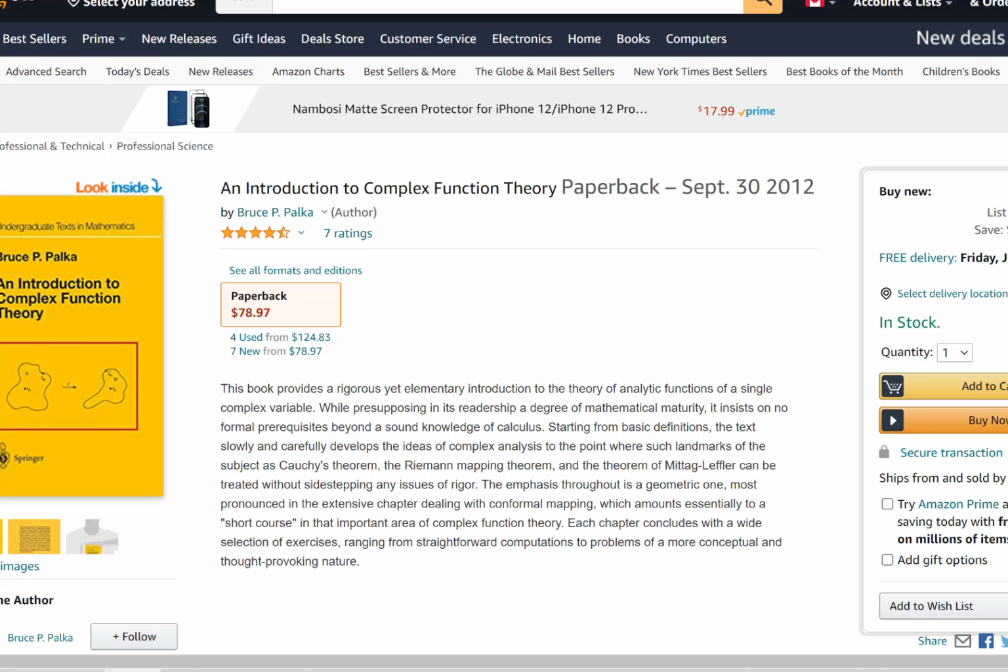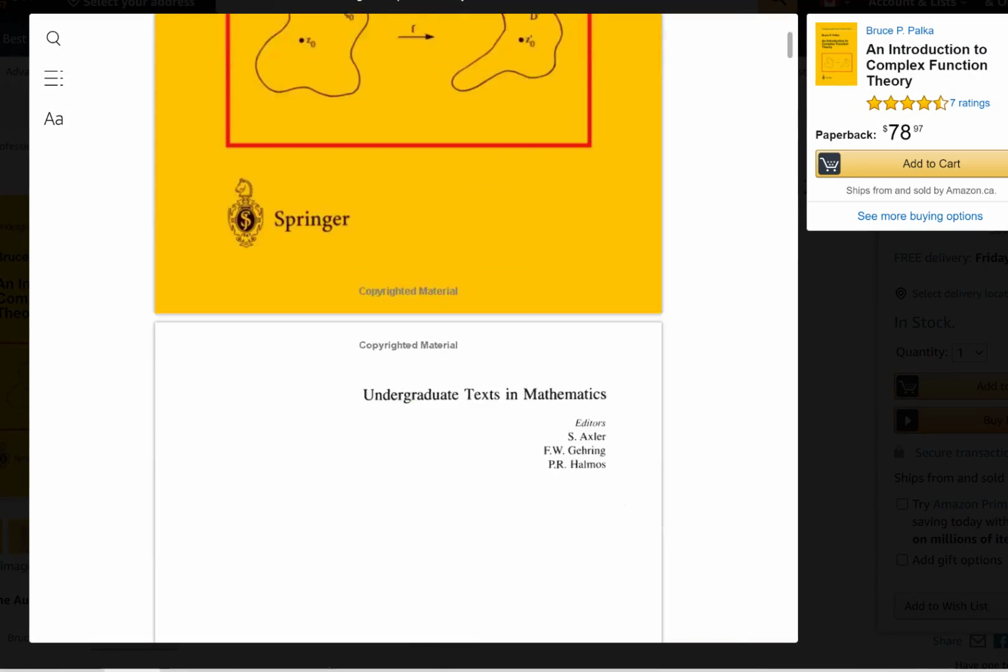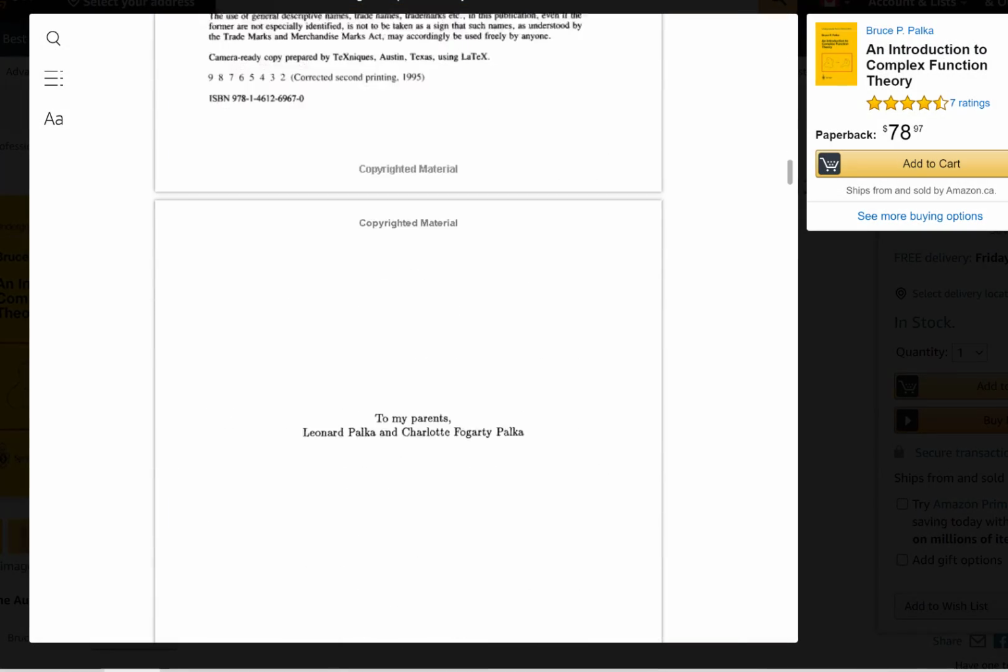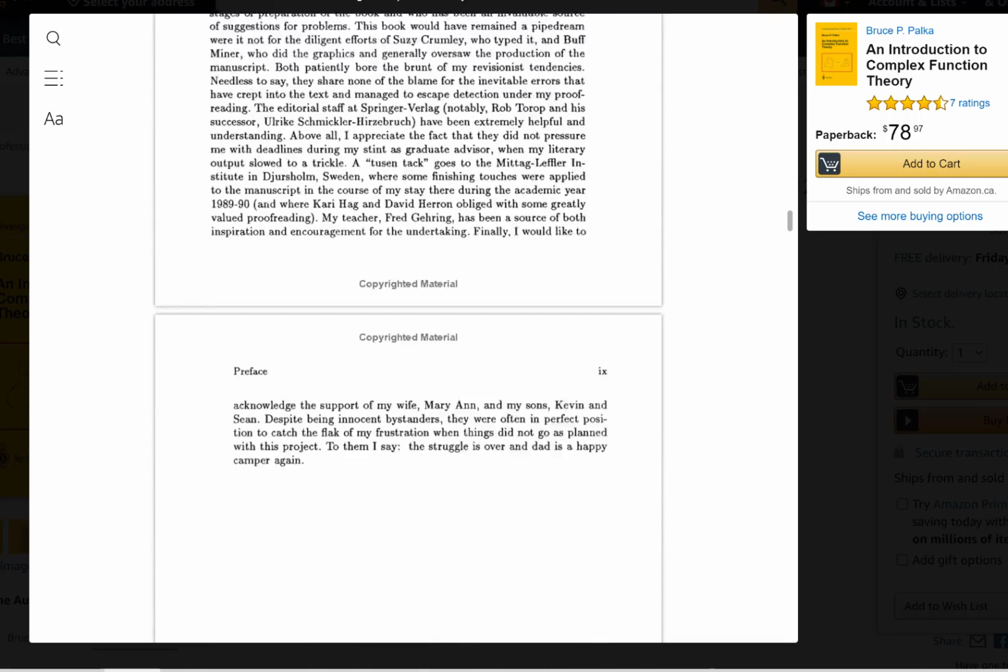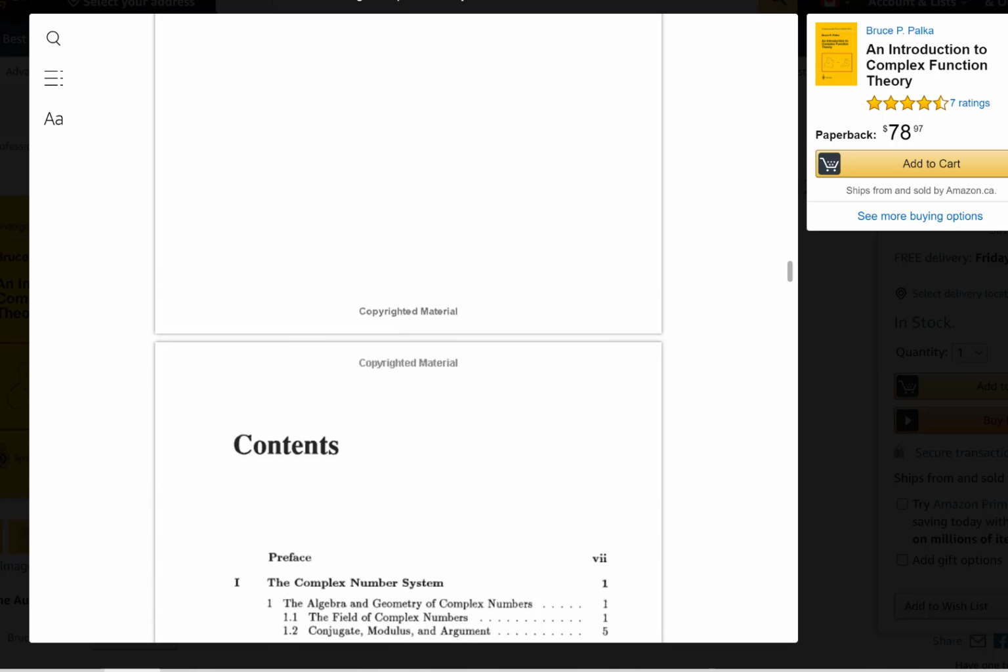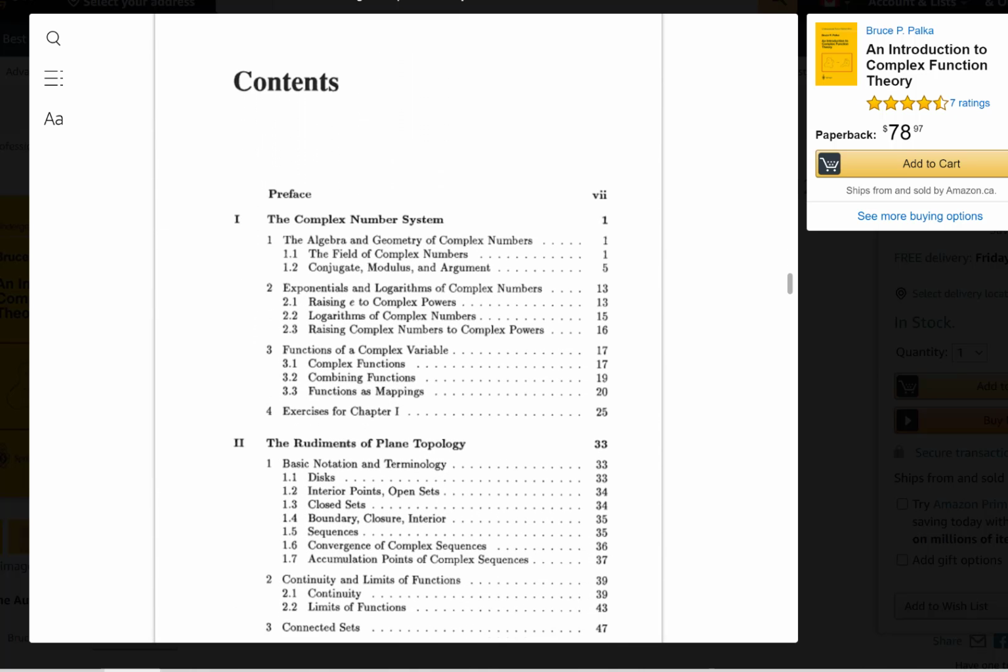I know some people might favor Gamelin or Ahlfors or Silverman or any other, but this is the one that I will use for this course. So just to take a quick look through the topics. It's pretty comprehensive, at least for a first course in complex function theory.